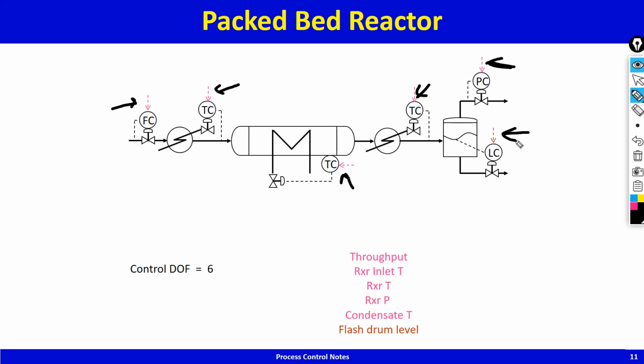Of course, if you increase or decrease the pressure of the flash drum, the reactor pressure will increase or decrease, which will have an effect on the conversion. So I'm including reactor pressure as a steady state degree of freedom because it has a steady state effect. So that's that with respect to this process.